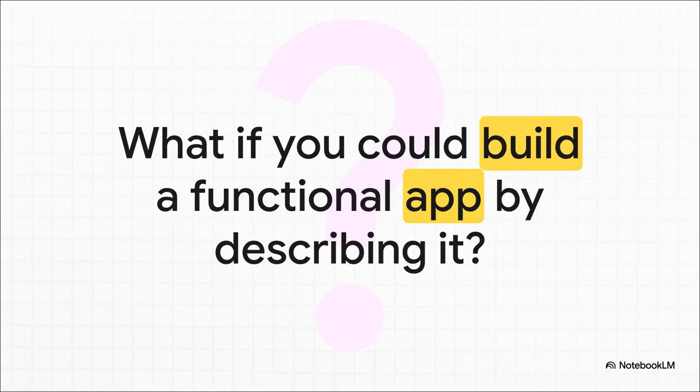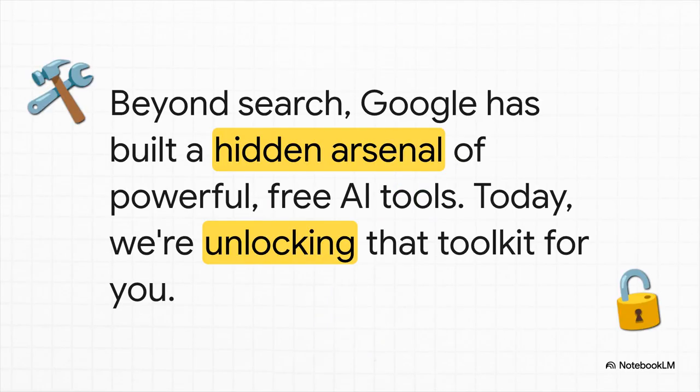Okay, let me just throw this out there. What if you could build a functional app, like a real piece of software, just by typing out a single sentence describing it? Sounds like something out of a movie, right? Well, it's not science fiction anymore. It's becoming very, very real. And that's because, beyond just Google Search and Gmail, the company has built this hidden arsenal of AI tools that are just sitting there, ready to go.